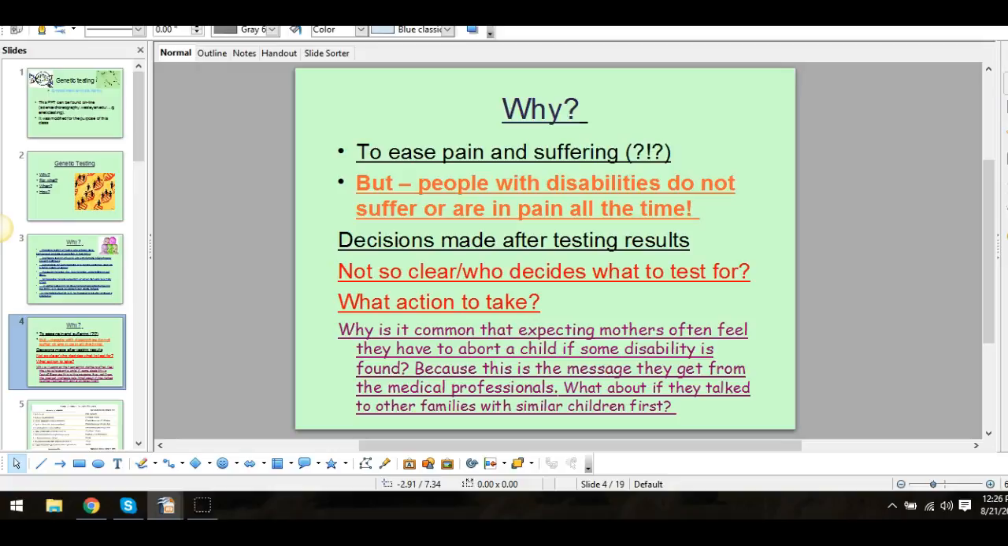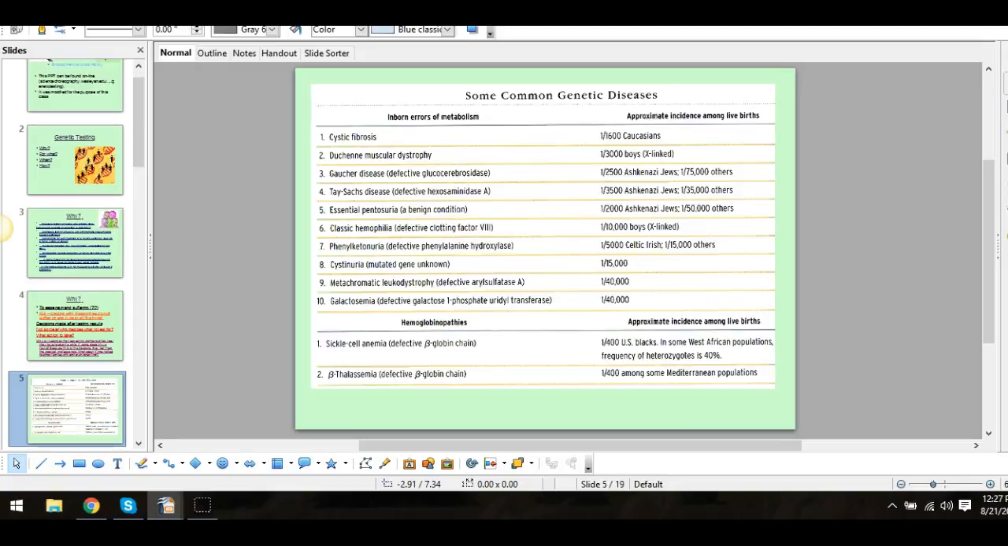But what if they talk to other families with similar children first? This is what the disability community struggles with and fights against: that genetic testing mostly leads to abortion.